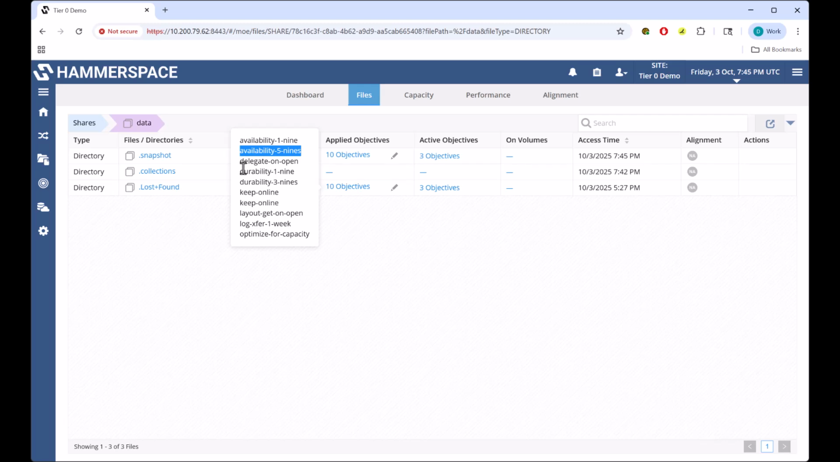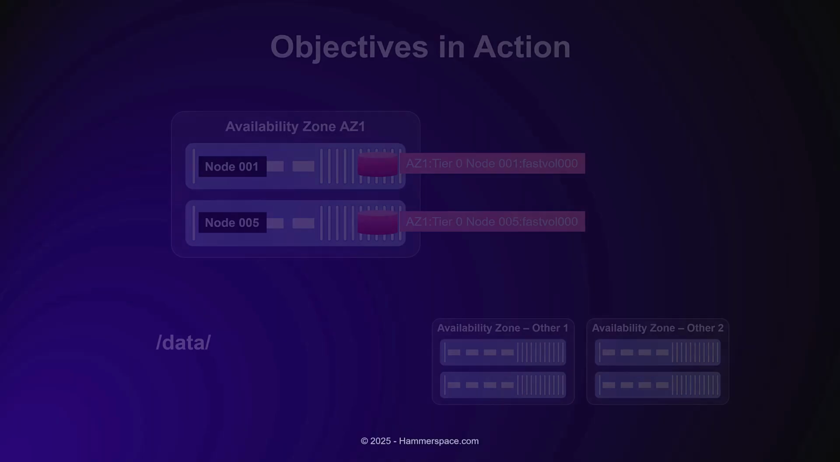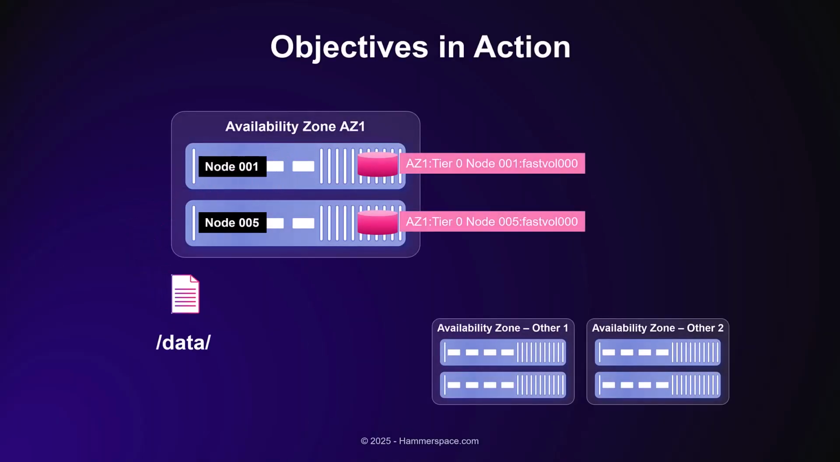But that's not all. Hammerspace knows when there's a local Tier 0 volume, and it will automatically place one of the file instances there. So in summary, when Node 1 writes a file into the /data directory, one instance will land on the Node 1 Tier 0 volume, and additional instances will be created in different availability zones for protection.